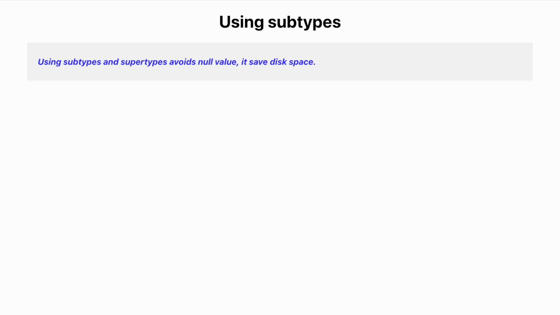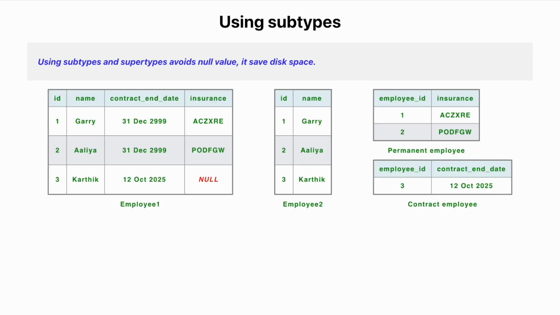Using subtypes and supertypes avoids null values. It saves disk space. For example, instead of having a single employee table for maintaining permanent and contract employees, we can have one supertype employee and two subtypes, permanent and contract employees, to maintain the data easily. Also, we can avoid some arbitrary values such as December 2009 or null values.